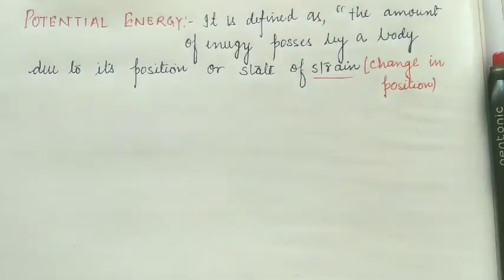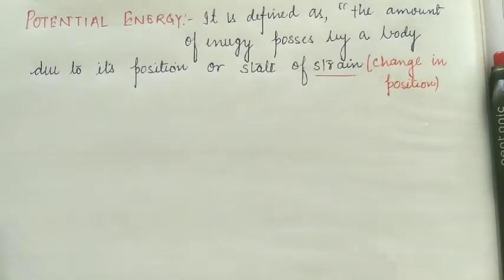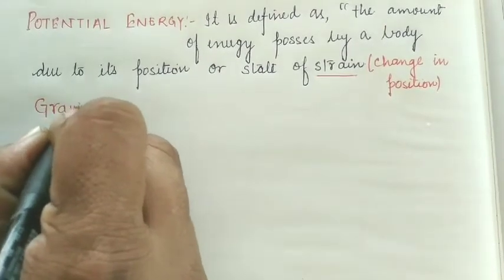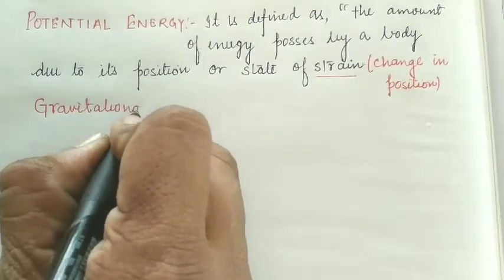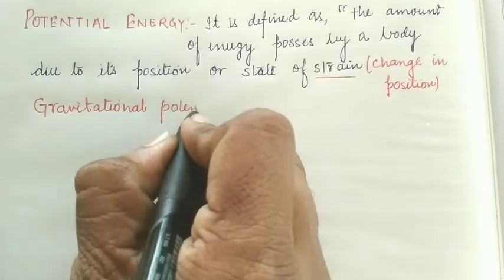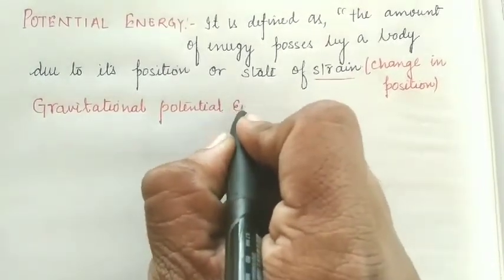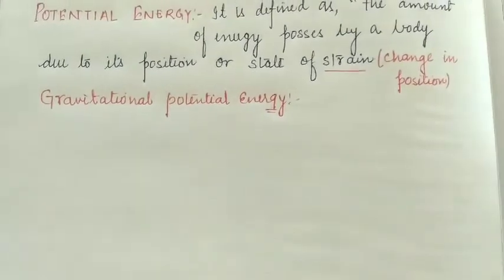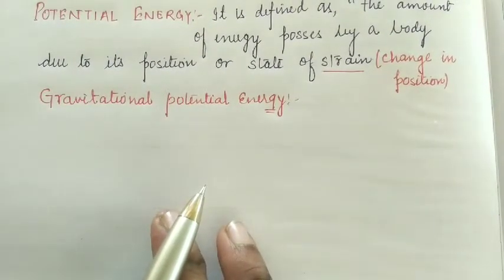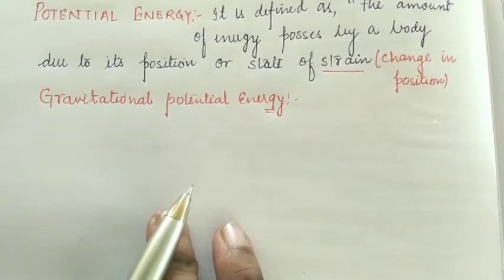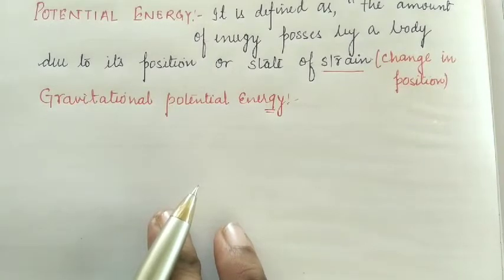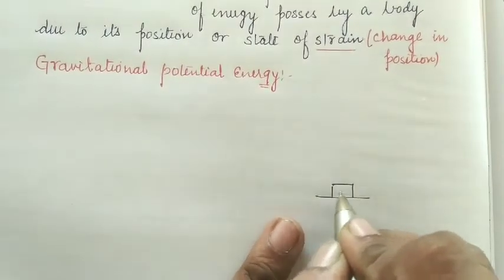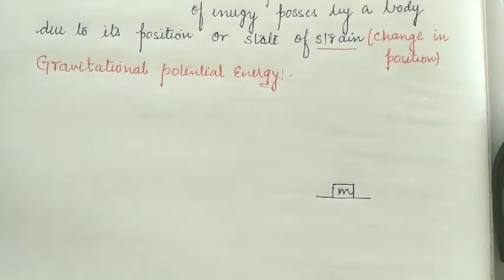Students, as we know, gravitational potential energy is also a type of potential energy. So with the help of an example, we will discuss the gravitational potential energy. If we are willing to define gravitational potential energy, how will we define it? In order to discuss it, first we will consider a body of mass small m. Let us suppose this is a block or a body whose mass is small m, and which is kept on the surface of earth.